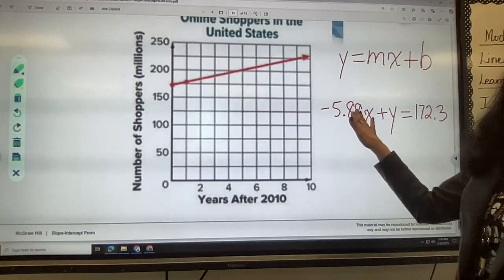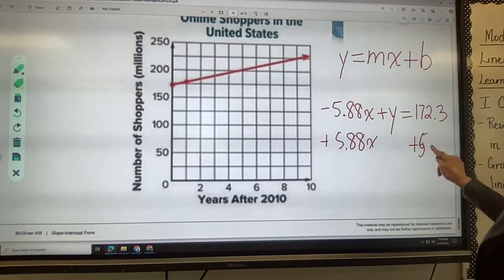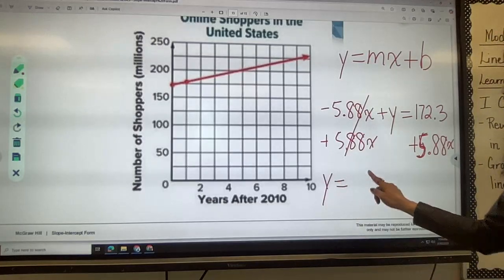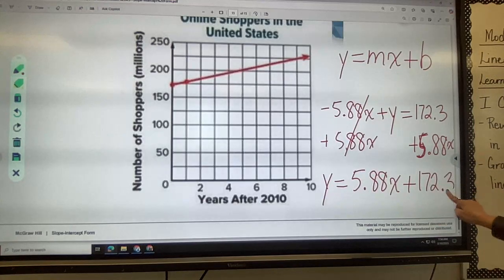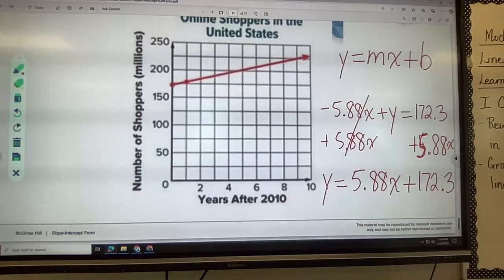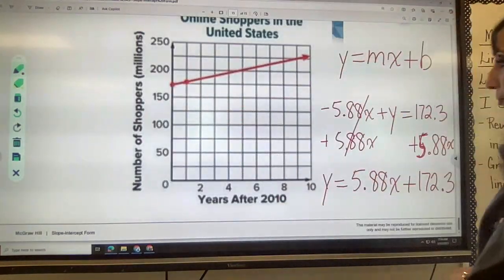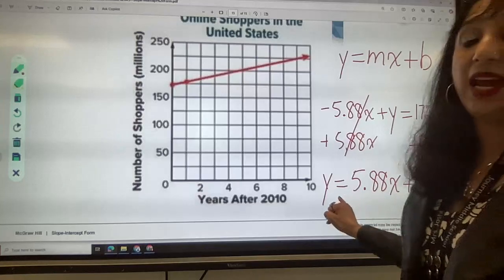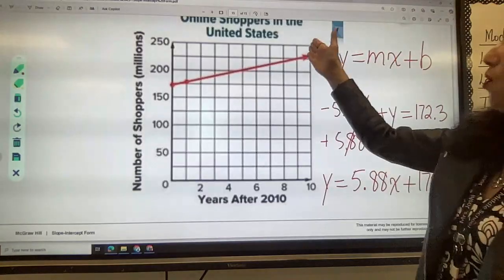And so for that, I need to move this to the other side. So I'm going to have to add 5 and 8800x to both sides of the equation, because whatever I do on one side, I've got to do the same thing on the other side. So this is gone. I'm left with y is equal to 5 and 8800x plus 172 and 3/10. So now once I have it in this format, it becomes simple for me to solve this and graph it. So as you can see, my y-intercept is 172 and 3/10, which is here. And my slope is going to be, it's a positive slope because it is 5 and 8800, which is my m, and that is my rise, and my run is 1. So knowing this, I can go ahead and plot the graph like this.